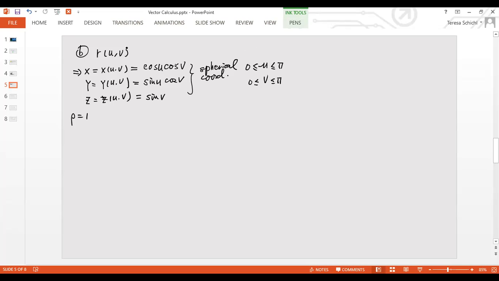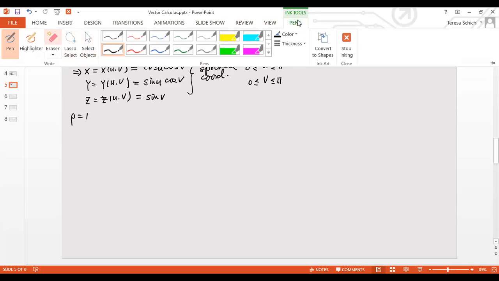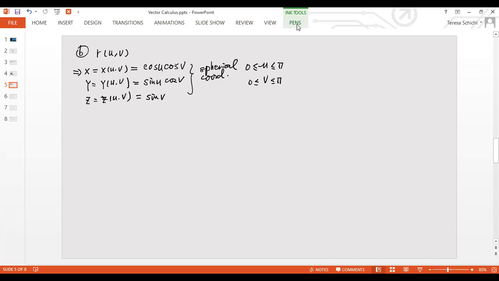Now let's take a look. See, that's why the surface integration sometimes is a little bit more tedious. So I know the r(u,v) is equal to cosine u cosine v, and this is sine u cosine v, and this is sine v, right?